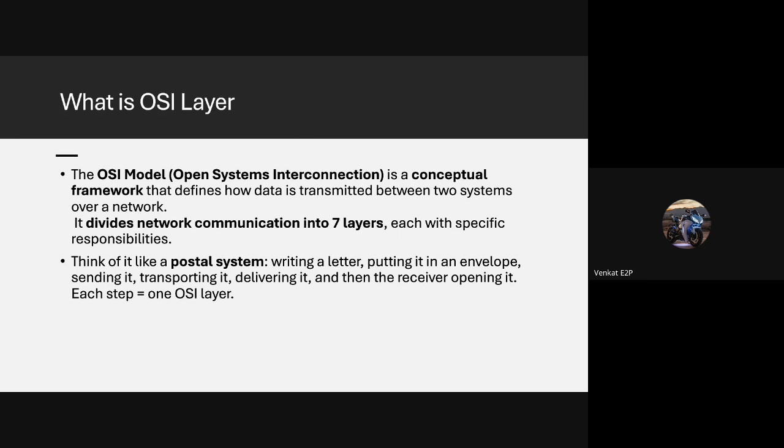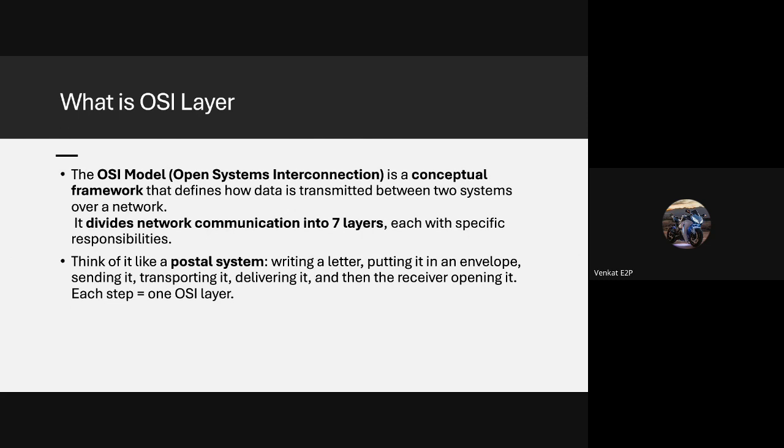See, the OSI model is a conceptual framework that defines how data is transmitted between two systems over a network, and it divides network communication into 7 layers, each with specific responsibilities. Think of it like a postal system: writing a letter, putting it in an envelope, sending it. This is an example of how we use the postal system.